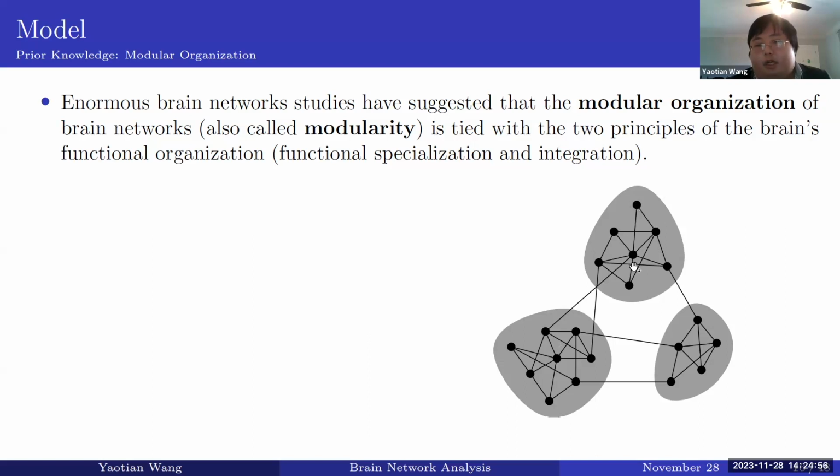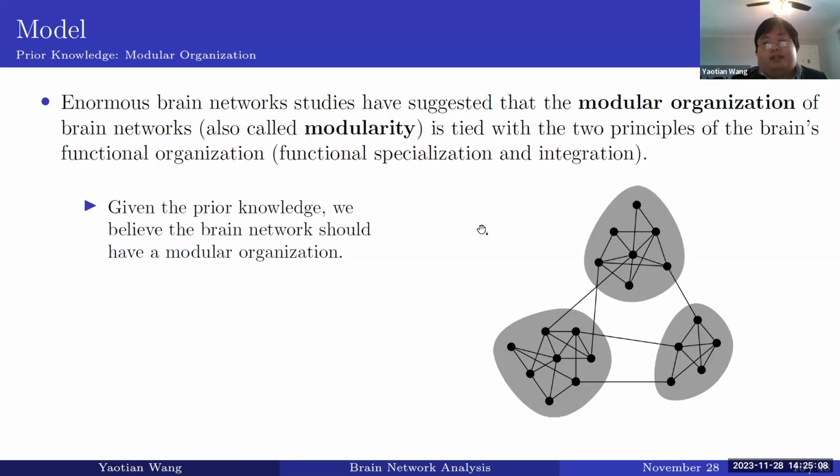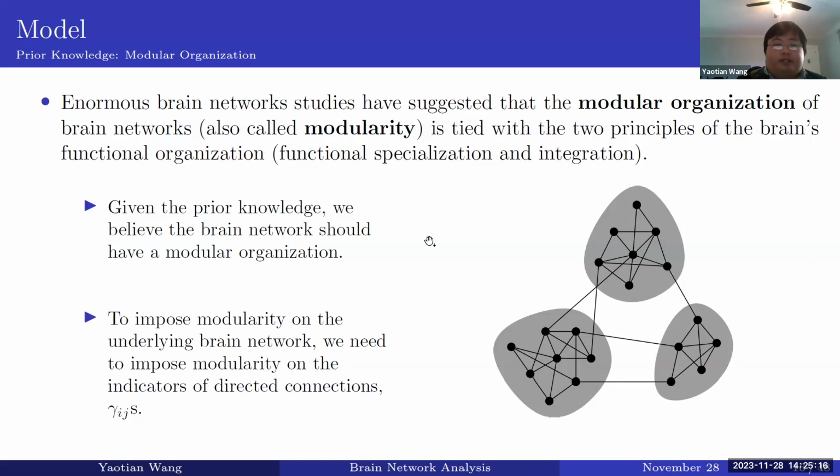The within module connections and between module connections ensure the functional integration of different functionally specialized brain areas. So given this prior knowledge, we believe the brain network should have a modular organization. And to impose modularity on the underlying brain network, we can impose modularity on the binary indicators of directed connection, the gamma ij.